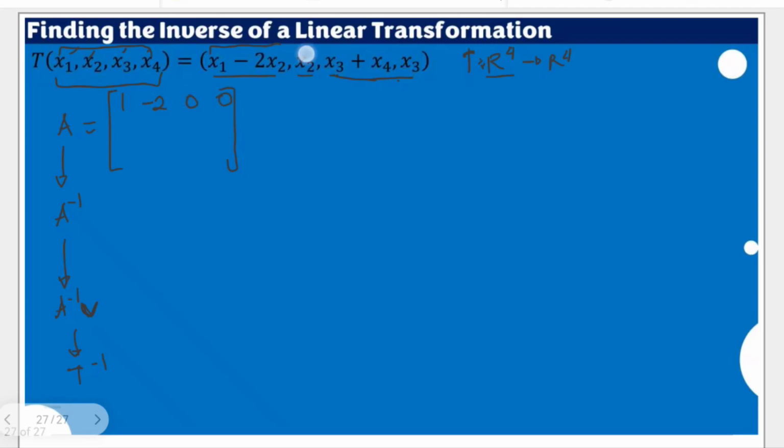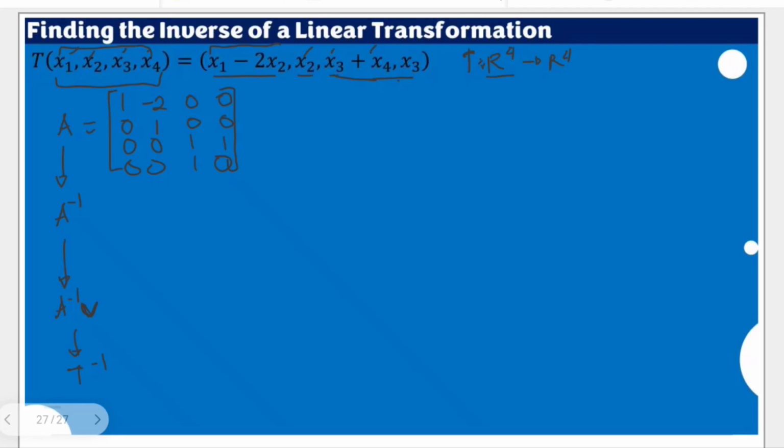Our next entry is just x sub 2. So that's no x sub 1, 1x sub 2, no x sub 3, no x sub 4. Next, we have x sub 3 plus x sub 4. So you have here 0, 0, 1 x sub 3 and 1 x sub 4, and finally 0, 0, 1, 0, because we have here x sub 3 only. This is the standard matrix of this given linear transformation.